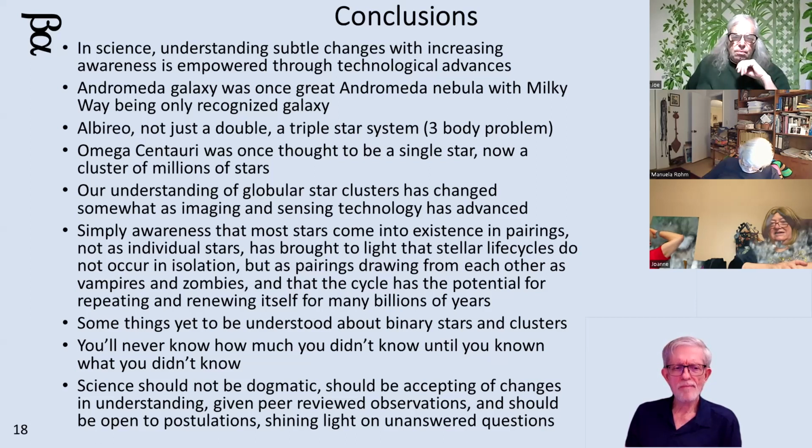Simply knowing that they're pairings, and that there are a lot more pairings of stars in the cluster, has brought to life the fact that stars don't exist individually. They might exist in pairings, and when they do, things can spawn off of one another and cycle back around. Some of these may be repeating and renewing themselves, and it may last for billions of years. There are things that need to be understood about binary stars and star clusters. And until we know them, you'll never know how much you didn't know until you know what you didn't know.